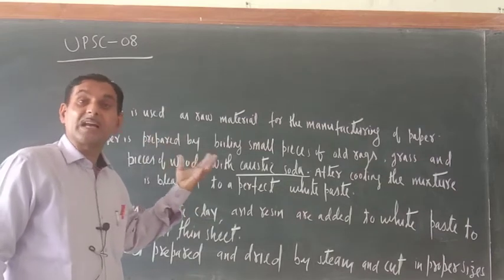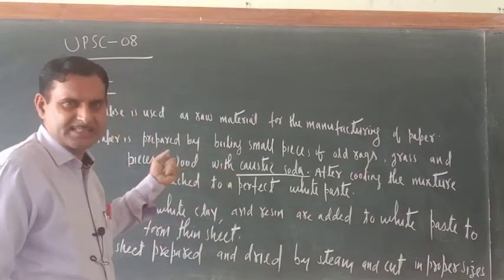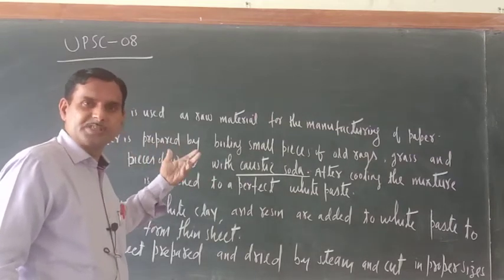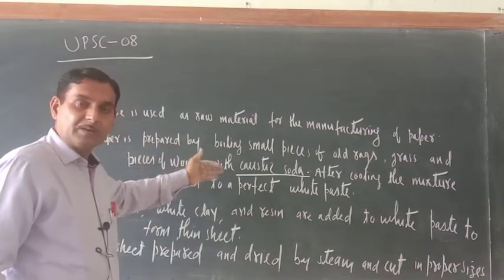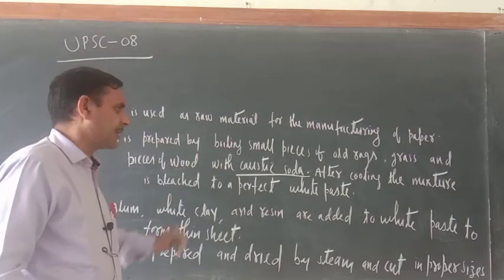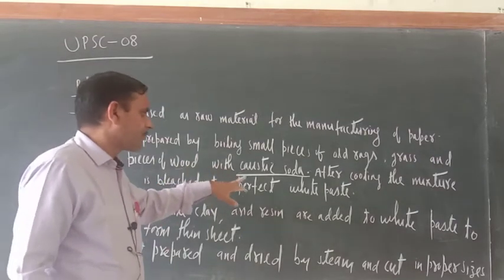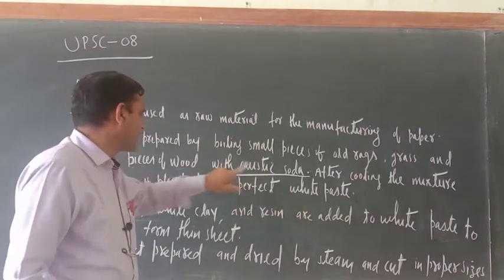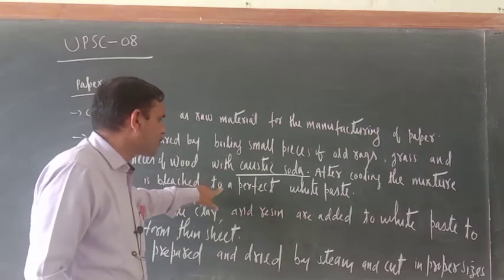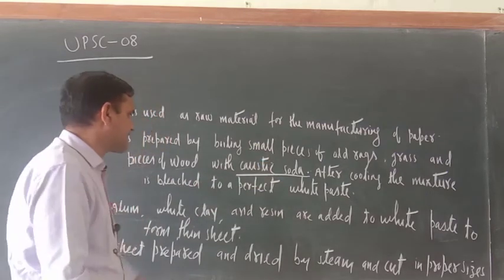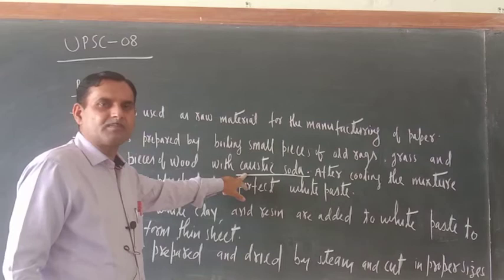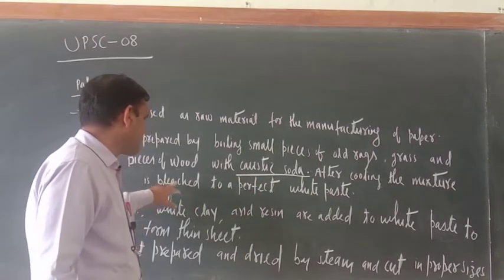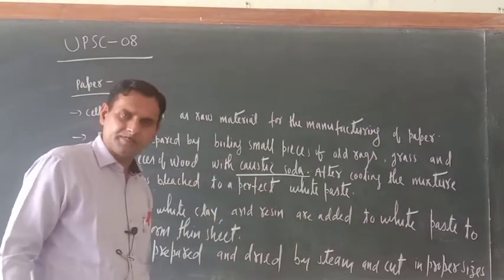Now some grasses, pieces of wood, especially bamboo sticks, are used. Along with that, caustic soda is added. Why is it added? After cooling, the mixture is bleached to a perfect white paste. Actually, caustic soda is a bleaching agent here, it bleaches. After cooling, the mixture is bleached to a perfect white paste.